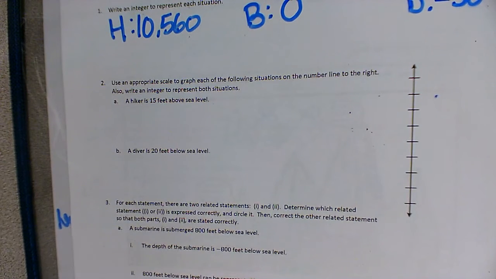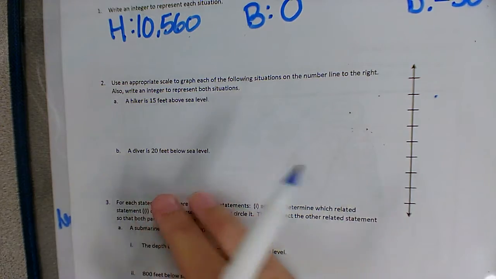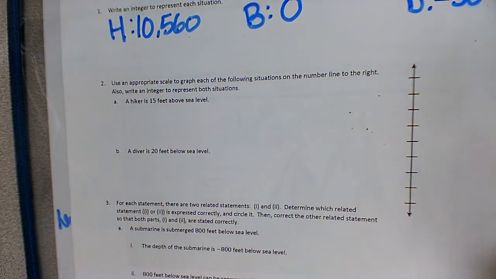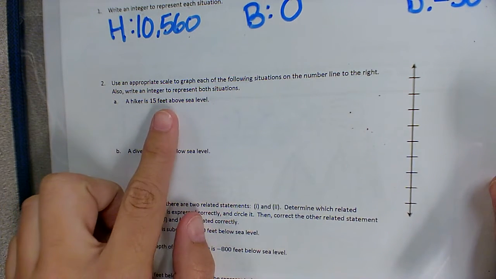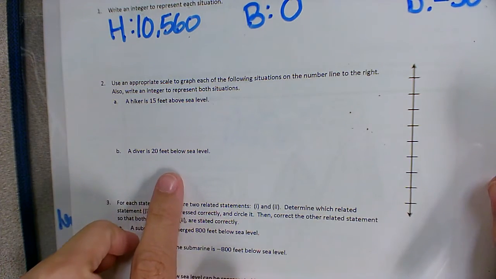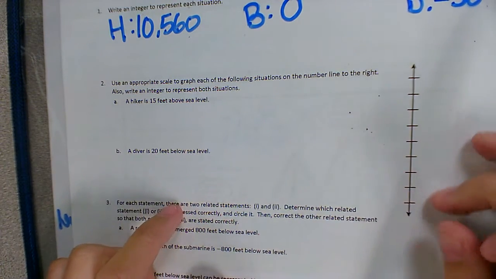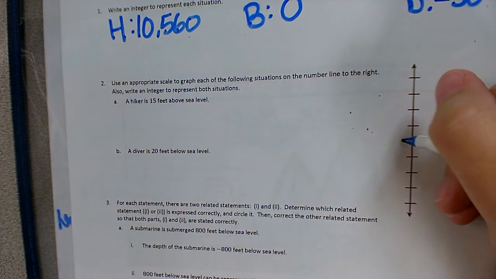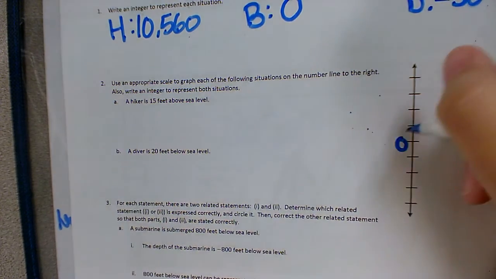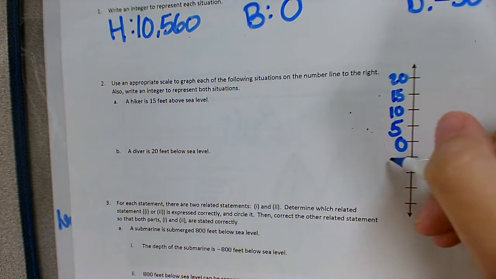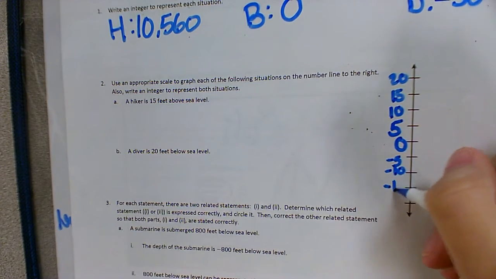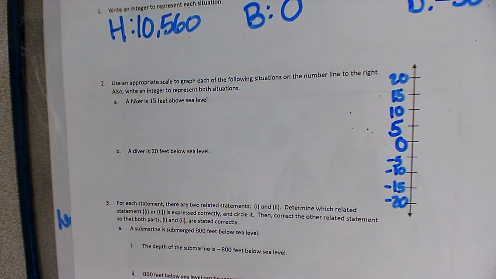Number 2 says, use an appropriate scale to graph each of the following situations on the number line to the right. Also write an integer to represent each situation. So we have our number line here, and we need to scale it. So that means that we need to label it. We have 15 feet above sea level and 20 feet below sea level. We don't have enough lines to go by ones, but if we find our center, our 0, we can count by 5s. 5, 10, 15, 20, and negative 5, negative 10, negative 15, and negative 20.